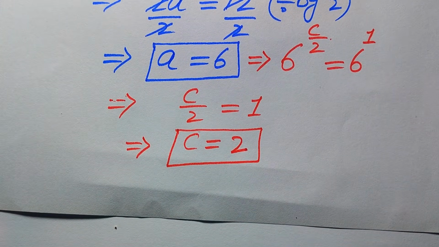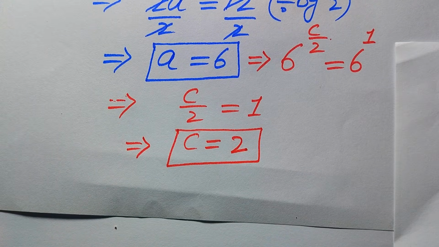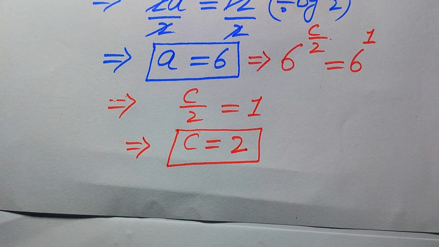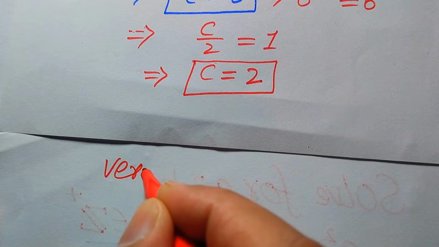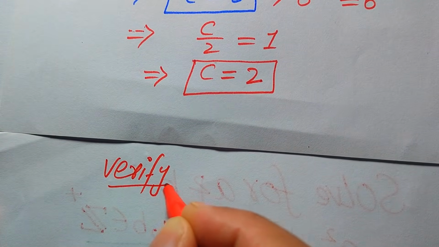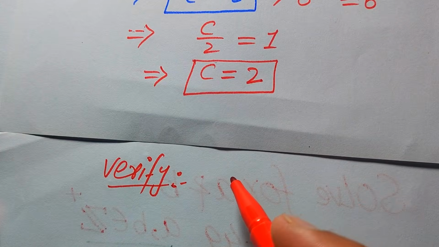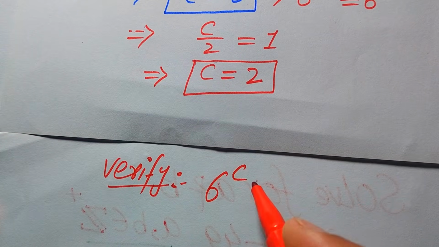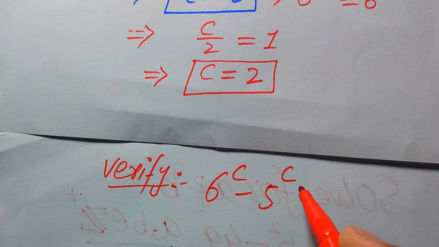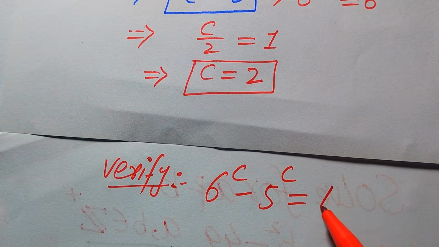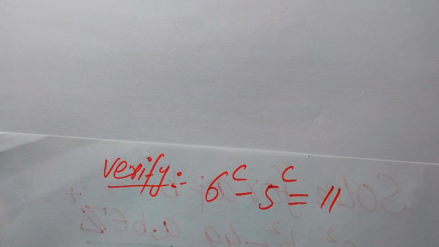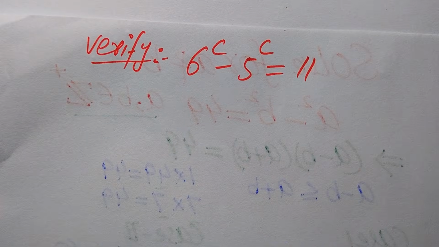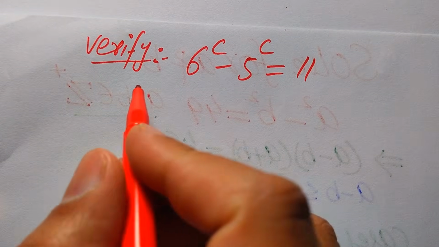Now, in the next step, we need to verify whether this value of c is a solution, or whether this value of c is an extraneous root. For verification of this value, we need to copy down the given question statement, and the given question statement is 6 to the power of c minus 5 to the power of c is equal to 11. So here we substitute the value of c, and the value of c is equal to 2.